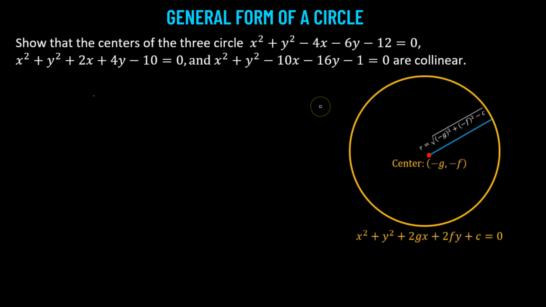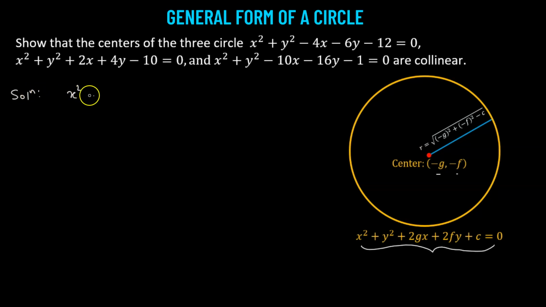So we'll begin this problem by using the general equation of a circle, or the general form of a circle. This is given by this particular equation: x squared plus y squared plus 2gx plus 2fy plus c equals 0. So here the constants g, f and c can be used to determine the center as well as the radius of the circle. Since in our case we only need to find out the center, that means we need to find out the value of g and f. So let's begin with the first circle.